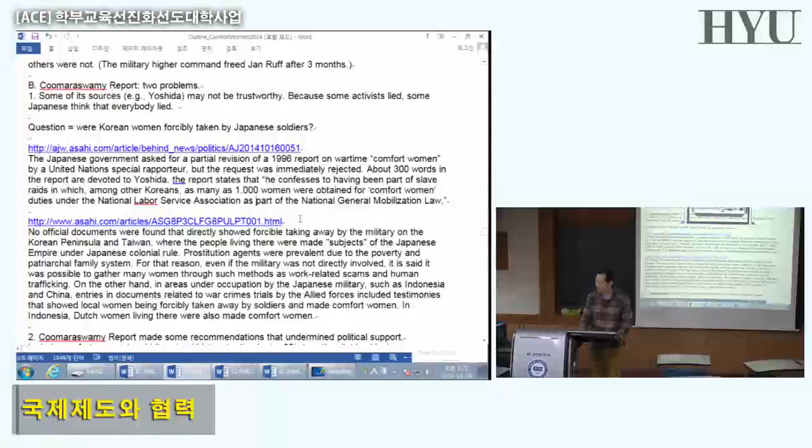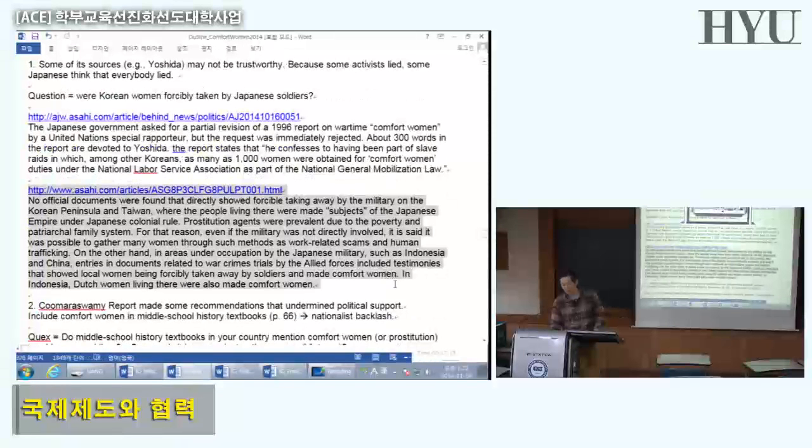And so the Japanese government this year asked the United Nations to revise the report. And because Yoshida was uncredible, it makes the entire United Nations look uncredible. Also, in terms of what actually happened, Asahi Shimbun is the liberal Japanese newspaper, and they decided to investigate this further. Can I get another volunteer?